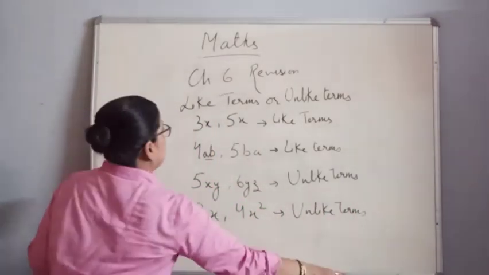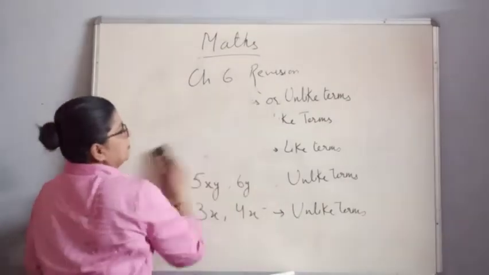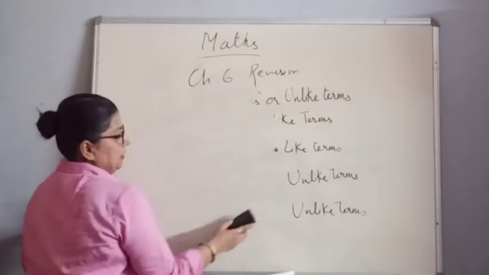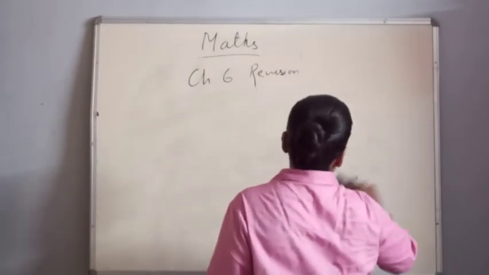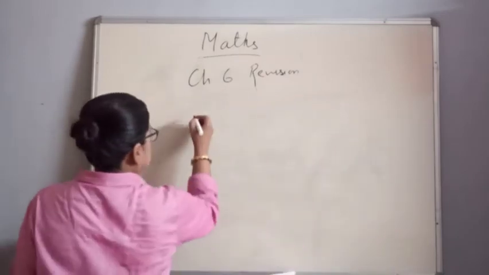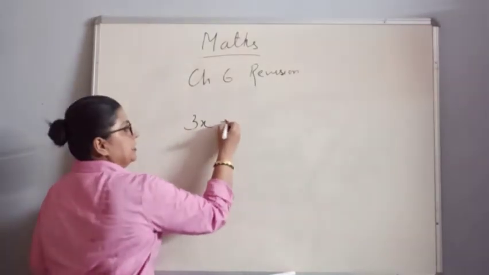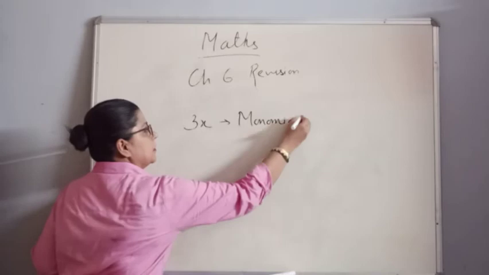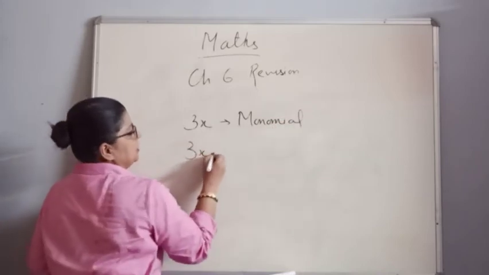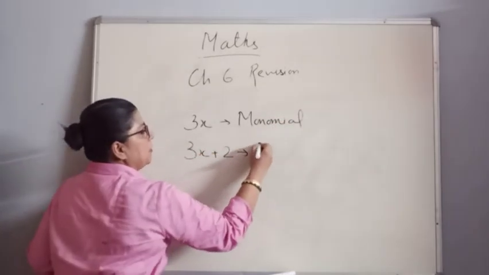Okay. Next we are having number of terms. If an expression is having one term, then this is a monomial. When it is having one term like 3x, it is a monomial. 3x plus 2, binomial.